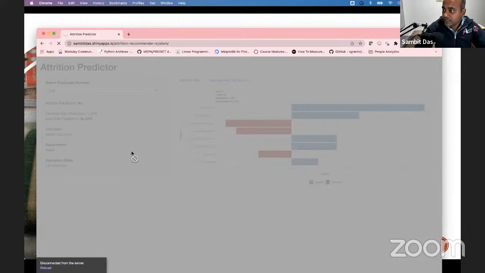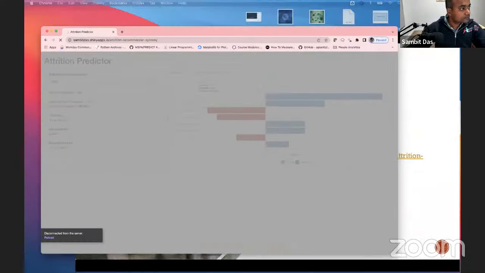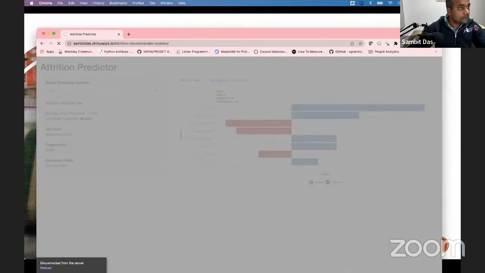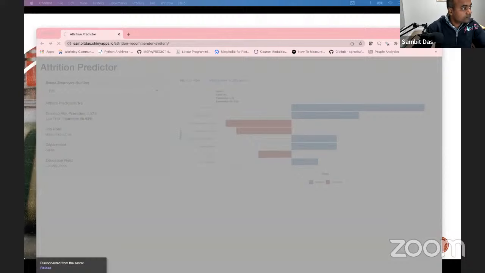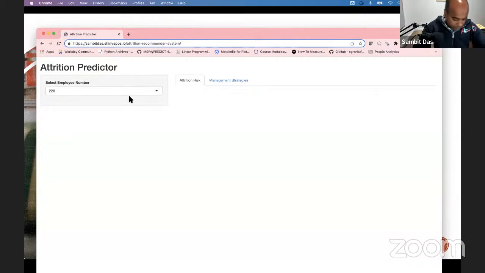So usually it takes a little bit of time to open. Let's see, we'll try a different browser if it works. Okay, so it does work now.